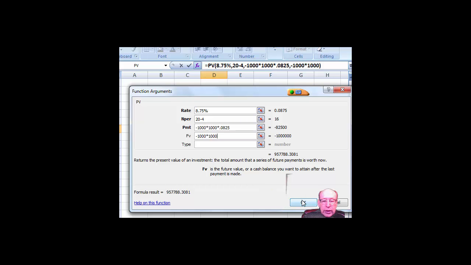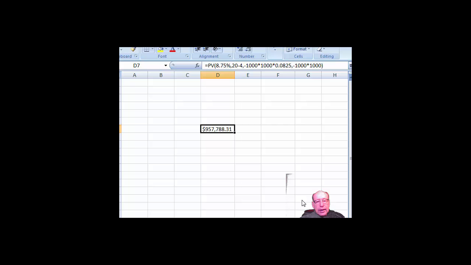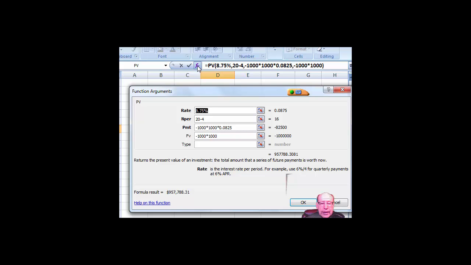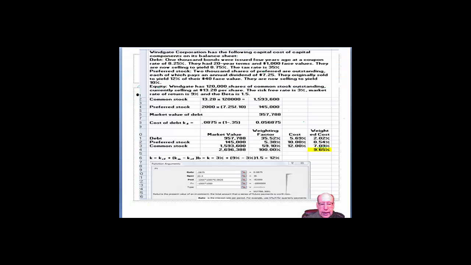And when you click OK, it just puts it in a cell. And if you ever want to see it again, you just click on the FX and it brings it back up. So that's how you calculate the bond value. You have two basic components, the present value of the payments and the present value of the value at maturity, which is your future value. So that's that. And let's go back to our slides.